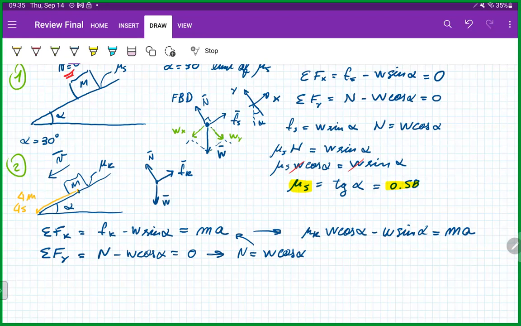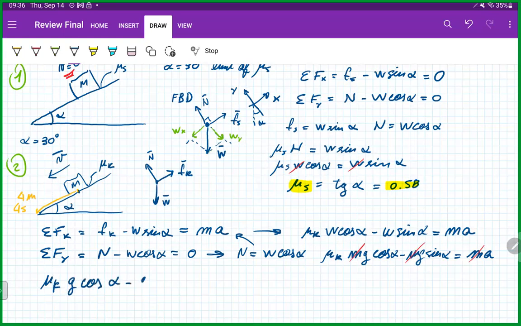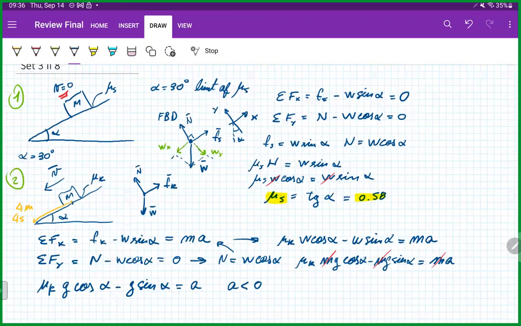And if you work with that, we can write mu k mg cosine of alpha minus mg sine of alpha equals ma. And the m's are going away. And we finally get mu k g cosine of alpha minus g sine of alpha equals a. And we know this a is going to be negative because it's pointing down, right? The thing is accelerating against the x-axis that we established before, right?